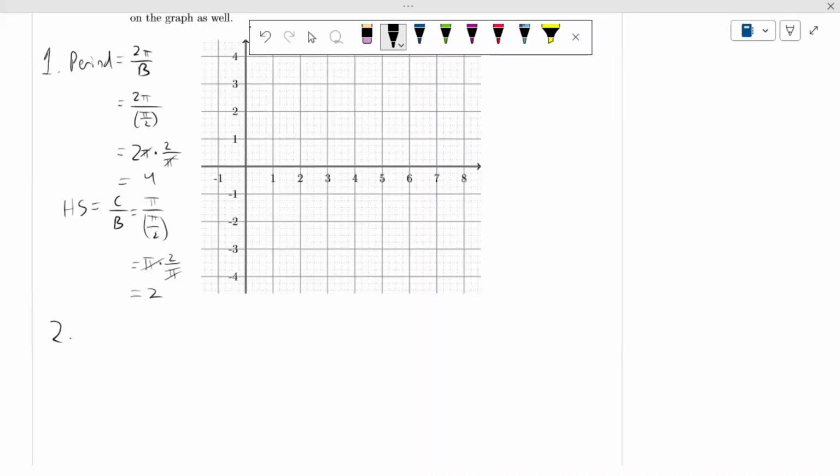All right, so let's go on to step 2, where we're going to do our x values of our key points. Our first key point, our x1, is always just wherever your horizontal shift is, so it's just 2.